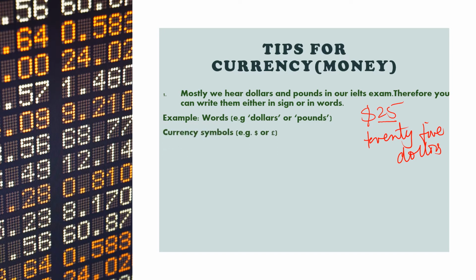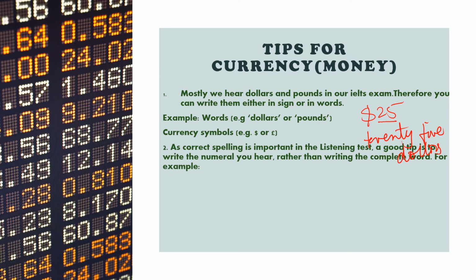Dollar and euro or pounds, because spelling is very essential in IELTS listening. Even if our answer is right and even if we missed one spelling, then our answers are going to be marked wrong. So it's always better to write the numbers and the symbols.